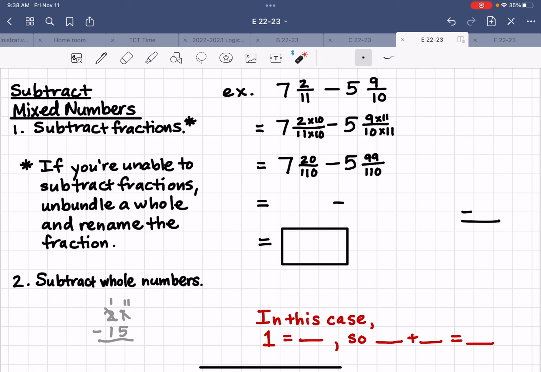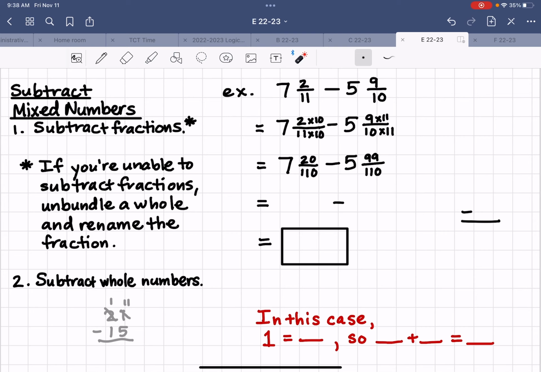All right, first thing we're going to do is subtract our fractions. We're trying to subtract 99/110ths. Do we have at least 99/110ths here? No, we don't. So we are going to unbundle one of these whole units, okay?